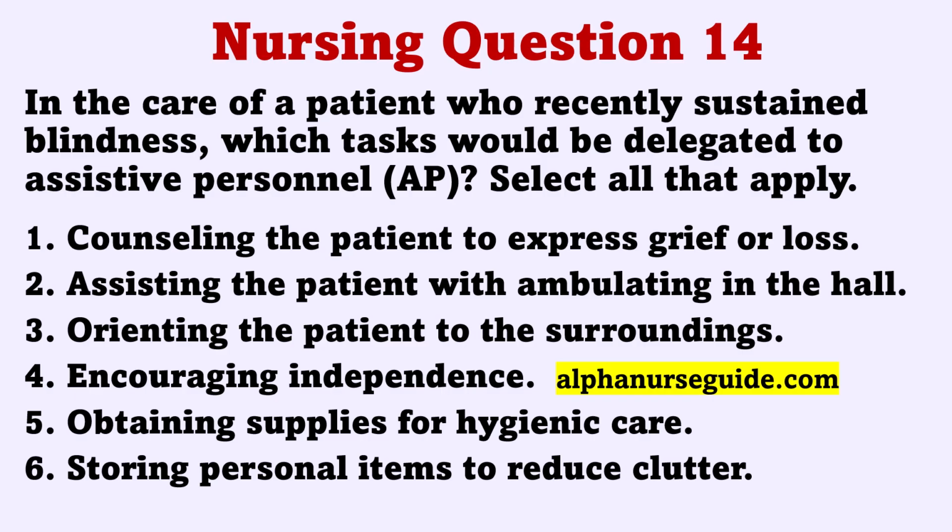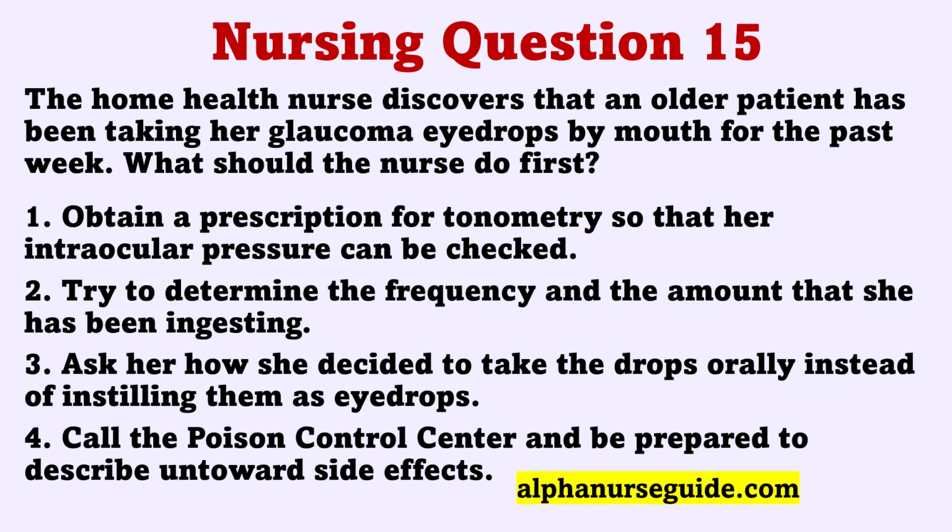The home health nurse discovers that an older patient has been taking her glaucoma eye drops by mouth for the past week. What should the nurse do first? 1. Obtain a prescription for tonometry so that her intraocular pressure can be checked. 2. Try to determine the frequency and the amount that she has been ingesting. 3. Ask her how she decided to take the drops orally instead of instilling them as eye drops. 4. Call the Poison Control Center and be prepared to describe untoward side effects.